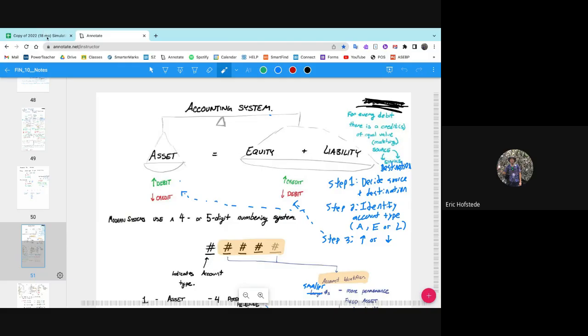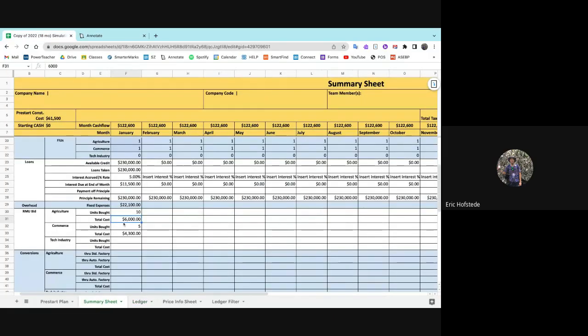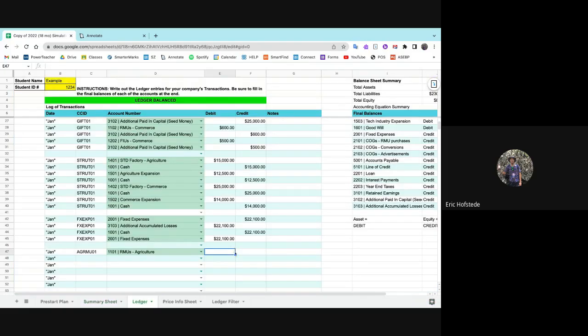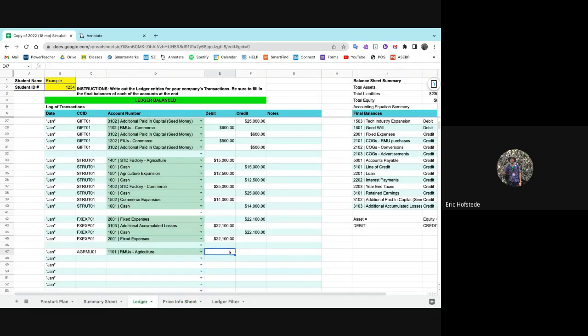And this is a really common mistake, I'm not actually going to gain RMUs of $6,000 value. I'm going to gain RMUs at their book cost, which is 300 each. And since I bought 10, well, you can do the math in here if you really want to. 300 times 10. That equals $3,000 worth of RMUs. Right?